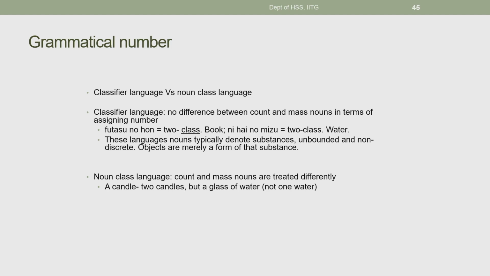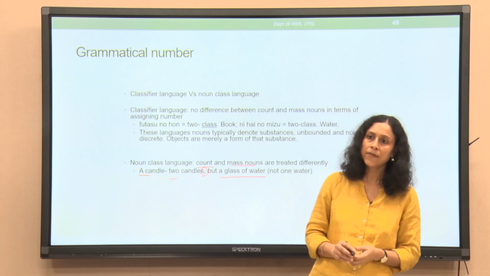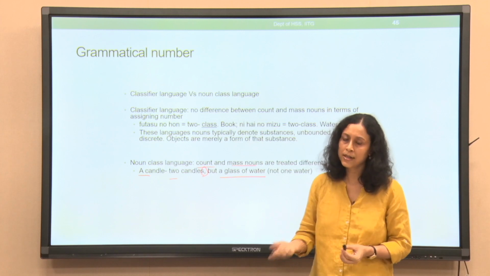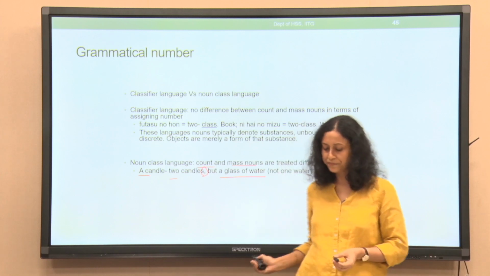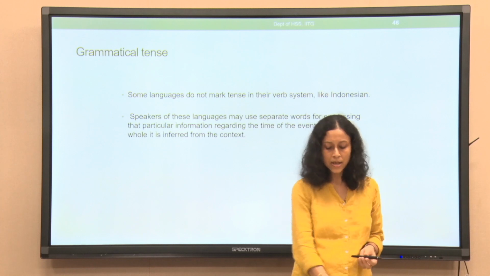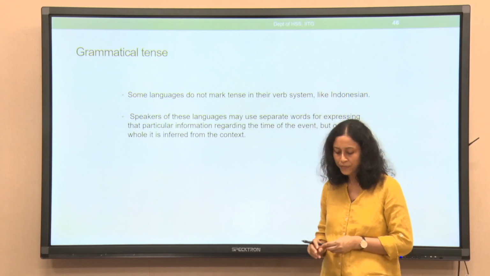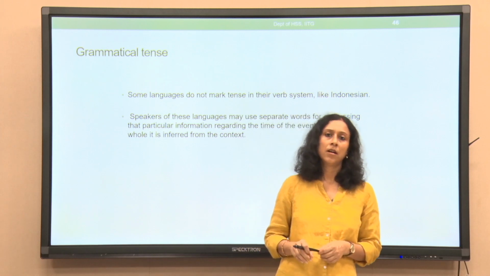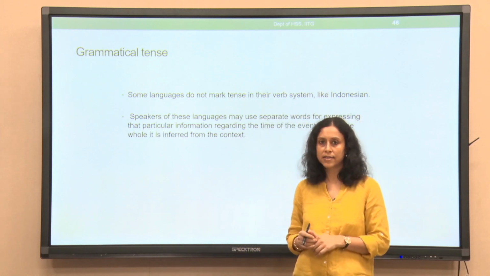In a noun class language, for example, count and mass nouns are treated differently, as you see a candle, two candles, and there is a marker here, but in the case of uncountable mass nouns you have to say a glass of water, not one water. But in classifier languages it is possible to say a glass of water as well as a book. That is the difference, and there will be a classifier that will come in between these two parts of the grammatical aspects. Now comes the much researched area of tense marking.